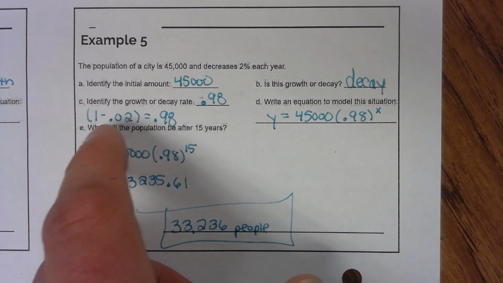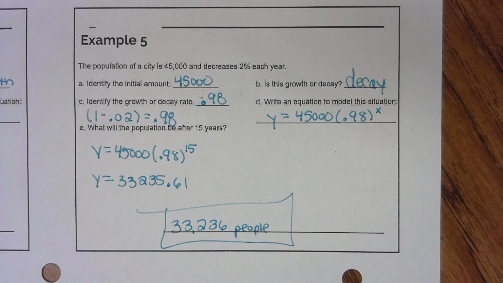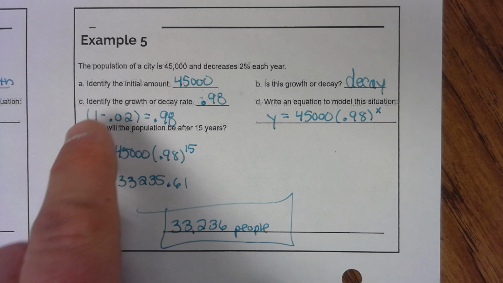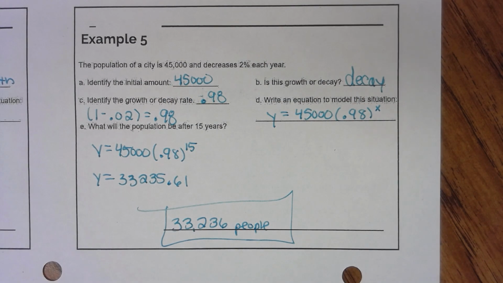Okay, so you need to do the 1 minus 0.02. Again, that is the most common thing that we're going to mess up here, forgetting about that 1. If we're gaining or losing a percent, it's all from the initial 100%. That's what that 1 is representing. So 45,000 times 0.98 to the power of x. Plugging in 15, I get 33,236. So it declined by about 12,000. Okay, or roughly 12,000. All right.